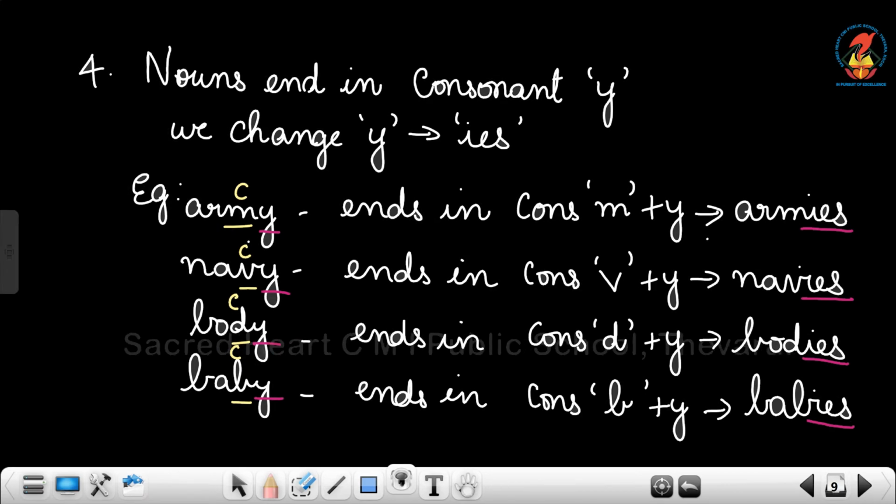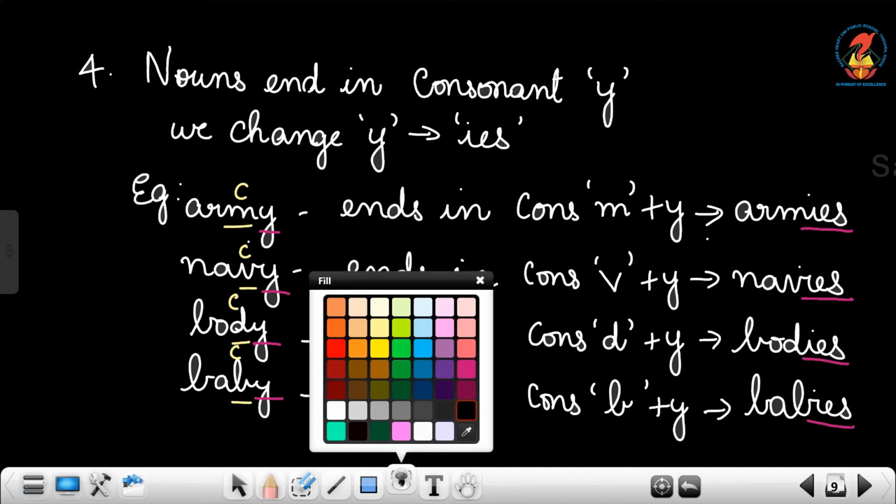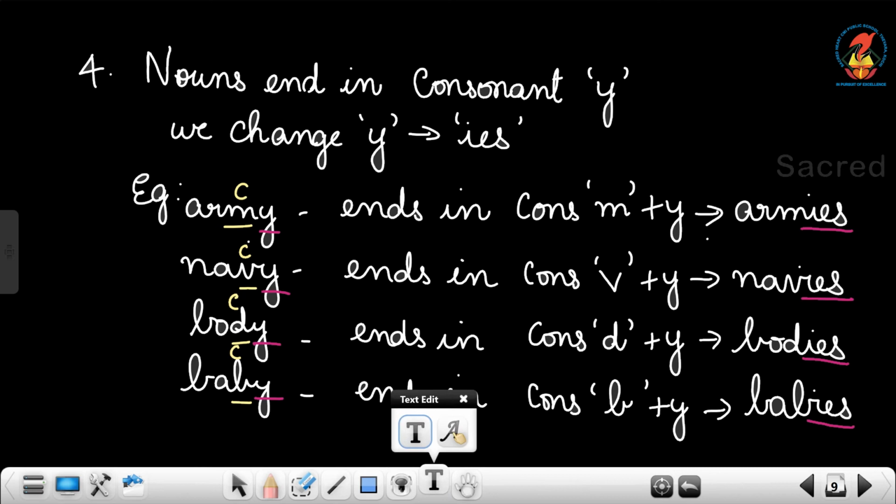Look at the word body. Here also the word ends with a consonant and Y, right? D is a consonant, isn't it, children? So if it ends with a consonant and Y, it should be changed into IES. The word should end in IES to make it plural. We cut the Y and write IES to make it plural.